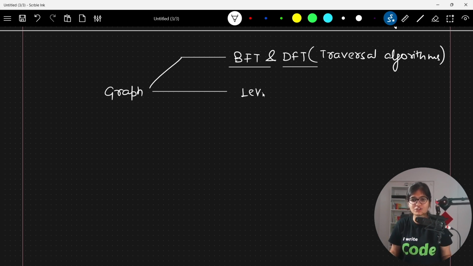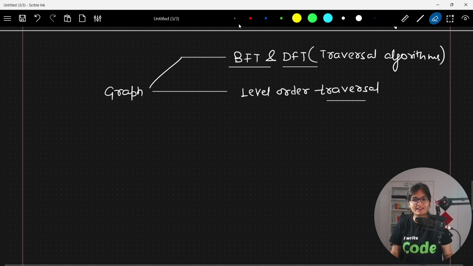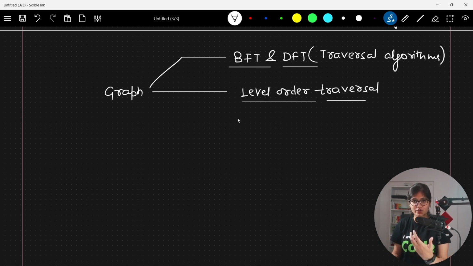For example, one question I was talking about is level order traversal, a very famous question. Inside that, they can just do a manipulation, or modify the question and ask something from that. All the networking which usually happens in real life is also done with the help of a graph based data structure.